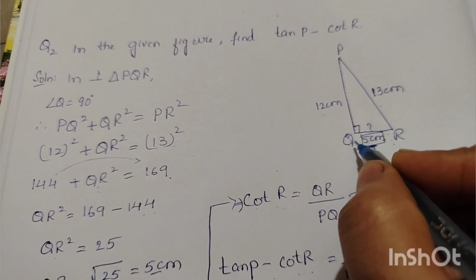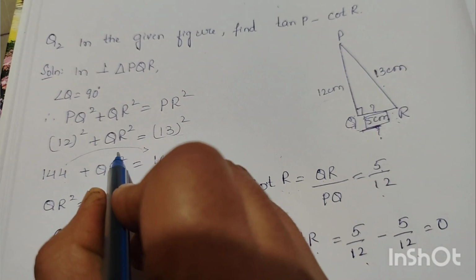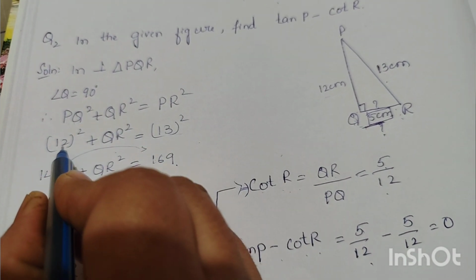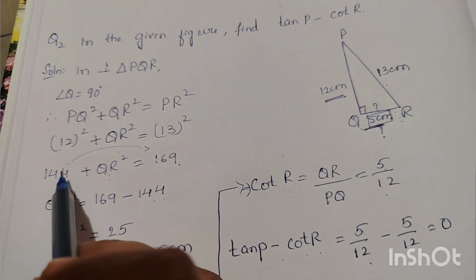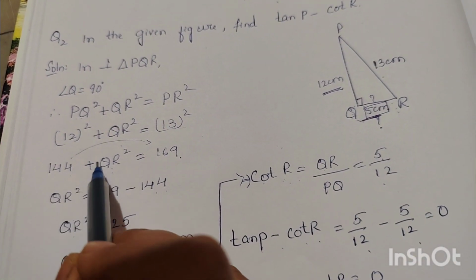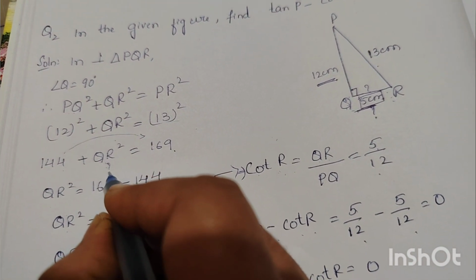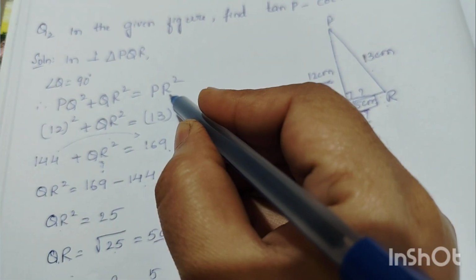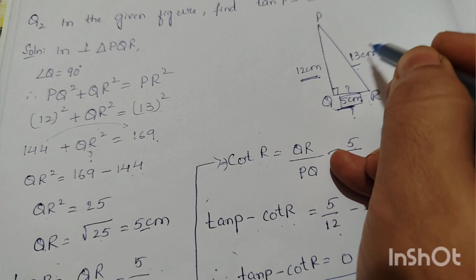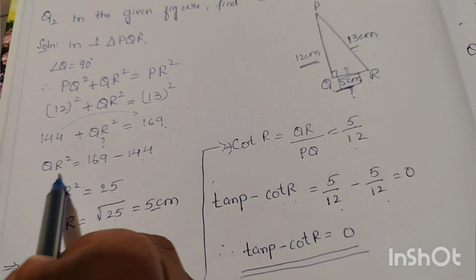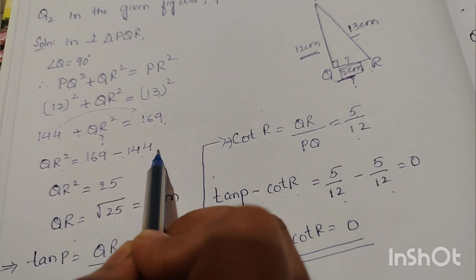We don't know the value of QR, so we have to find the value of QR first. Here PQ value is 12 centimeter, given data. Then we write 12 square, which is 144, plus QR square. We have to find QR square here. Then PR square: PR value is 13. 13 square means 169. Then QR square is equal to 169 minus 144.